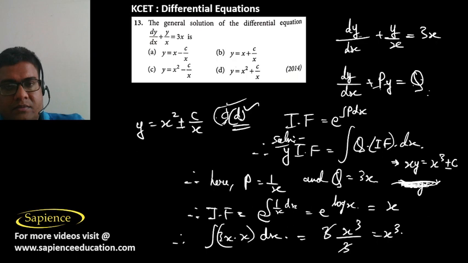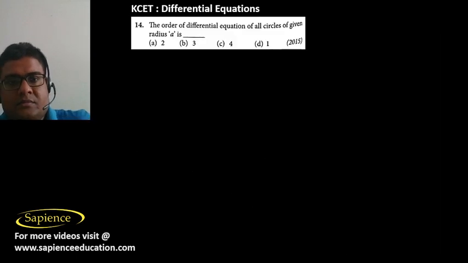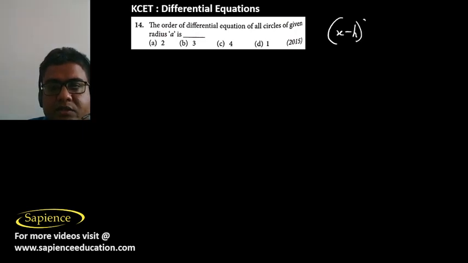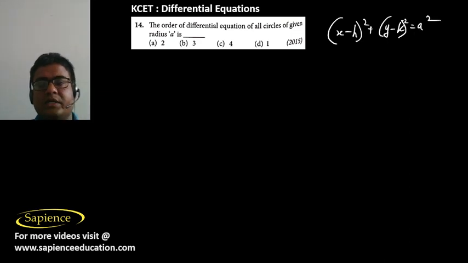Option number 14. It is asked: the order of the differential equation of all circles of given radius a. Radius is given, center can be anything: x minus h whole square plus y minus k whole square equals a square. Radius is given, but the center is not.